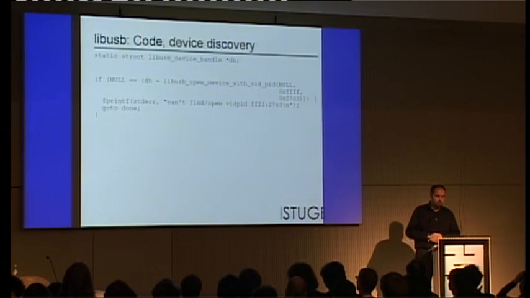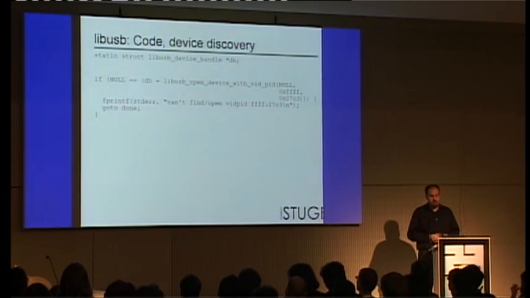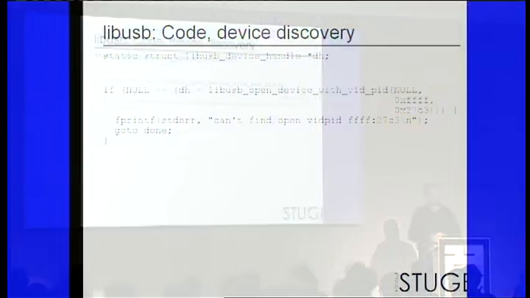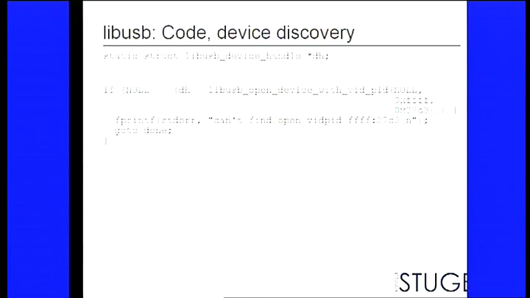Some code. This is how you find a particular device using the libusb 1.0 API. It's not too bad. You need a device handle, and you call, for example, open device with VID/PID, and you give it the magic vendor ID and product ID, and maybe you get an error, or maybe it works. This is the code for a control transfer. Also not too bad. Forgive my terse variable names.